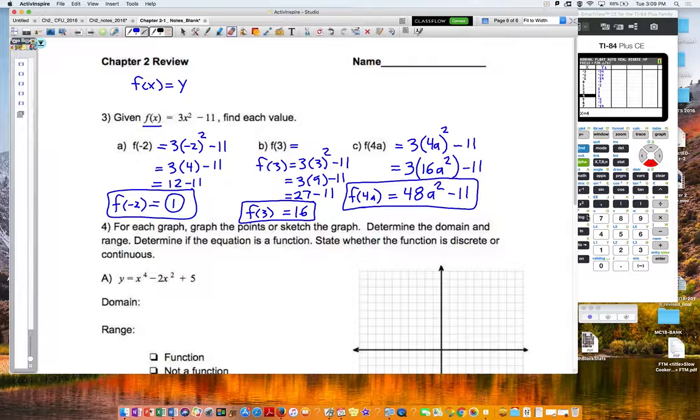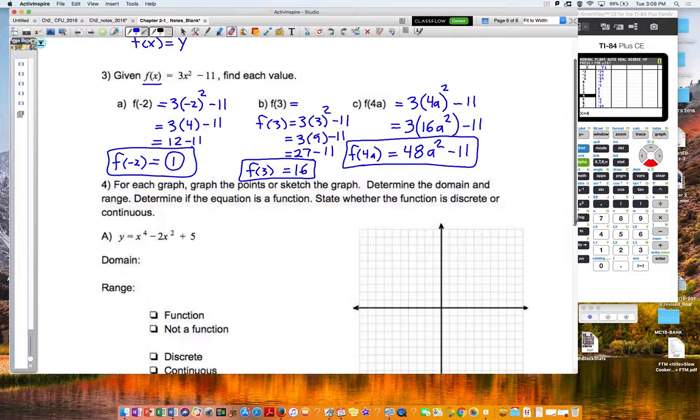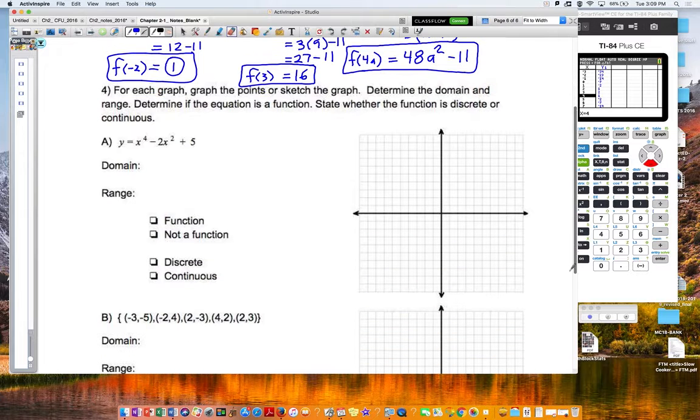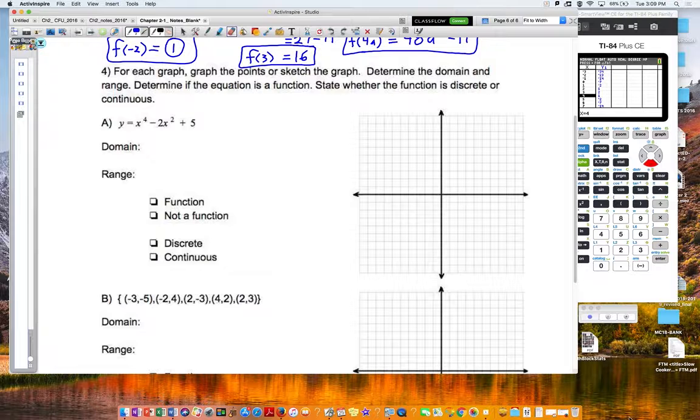All right, our last couple examples in the review put a few things together for us. So for number 4 here it says, for each graph, graph the points or sketch the graph, determine the domain and range, so kind of like what we were doing at the beginning. Determine if the equation is a function. So we'll talk about doing that vertical line test and state whether the function is discrete or continuous. So you can see domain, range, function, not a function, discrete, continuous.